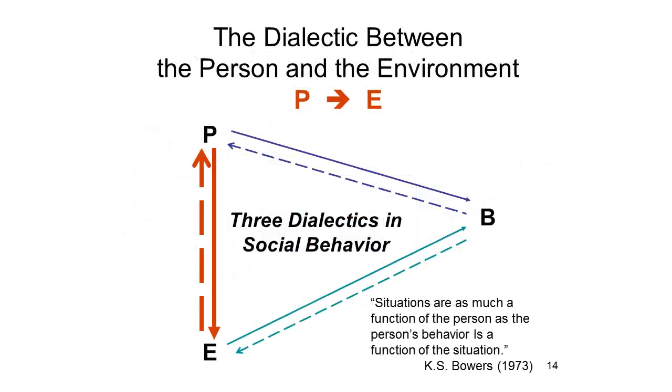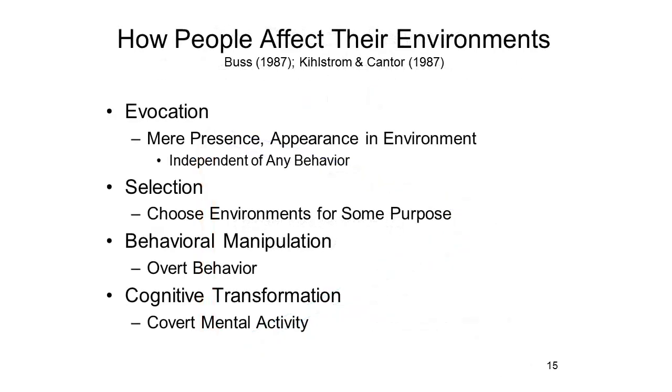Having examined some of the ways in which people are affected by their environments, let's turn the tables and look at some of the ways in which people affect their environments. Of course, this returns us to the doctrine of interactionism, which, you'll remember, asserts that situations are as much a function of the person as the person's behavior is a function of the situation. The doctrine of interactionism, in turn, begs the question of mechanism. Precisely how can people affect their environments?